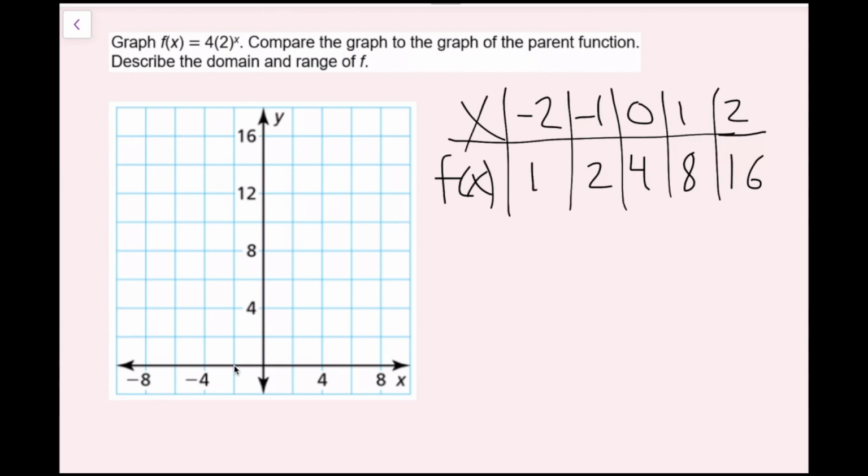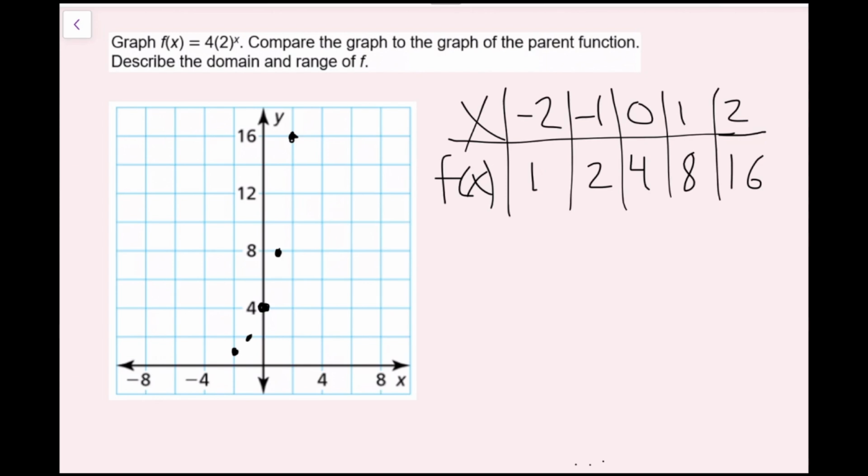So I'll start right here. This is going to be -2. That'll be 1, which will be halfway up. And then this will be -1, which will be up to 2. And then 0, 4. And then 1, 8 will be right here. And then 2, 16 will be right there.